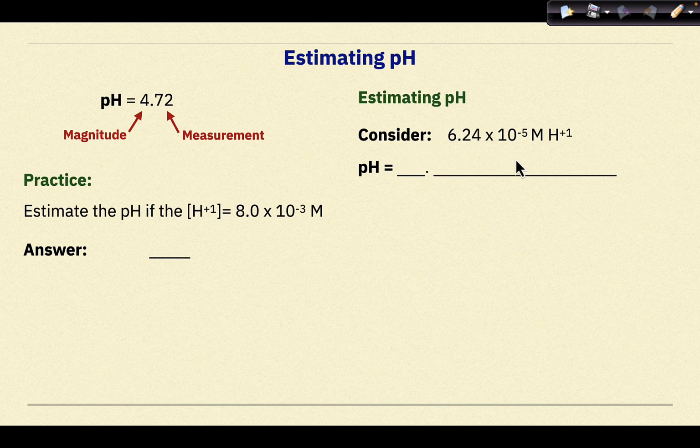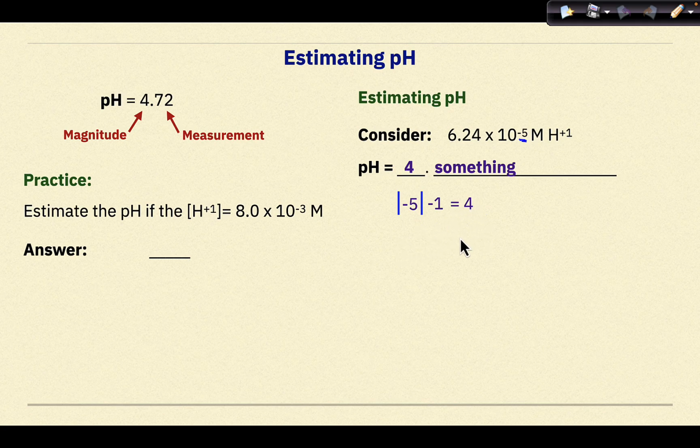Consider the hydrogen ion concentration of 6.24 times 10 to the negative 5 molar. To estimate this pH, we're going to take the absolute value of the negative 5, which is coming from right here, minus 1, which will equal 4. That 4 is our estimated pH. It will go before the decimal place. Now the numbers after the decimal place are something, but we can't really figure them out without doing a calculation.